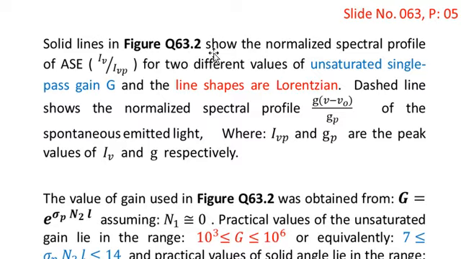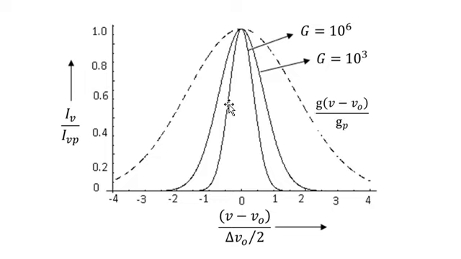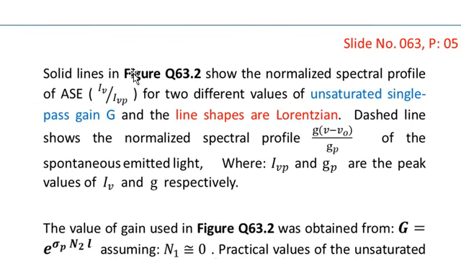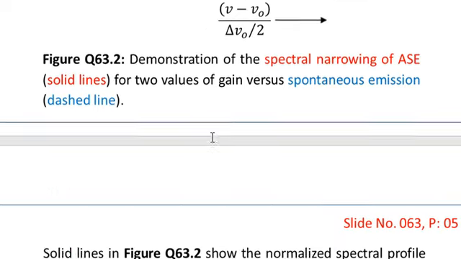Solid lines in figure 63.2. So we are now describing some text relevant to figure 63.2. Solid lines in figure 63.2 show the normalized spectral profile of the ASE, where we are plotting I nu over I nu prime for two different values of unsaturated single pass gain G, and the line shapes are Lorentzian. So these line shapes in the solids are Lorentzian, and the shape of the spontaneous emission line will also be Lorentzian.